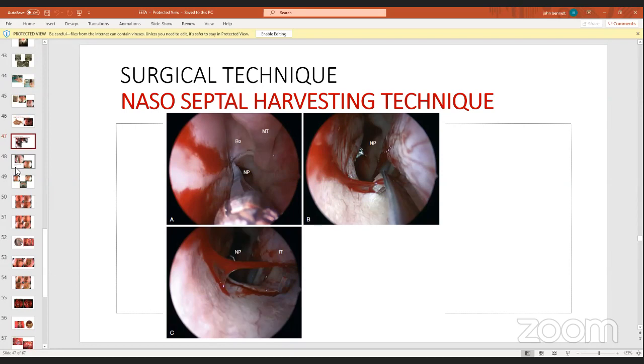And picture B is the same thing. You move anteriorly with your knife, and then after that you go upward. You go upward on the nasal septum in picture C, and then you go backward and you make this.